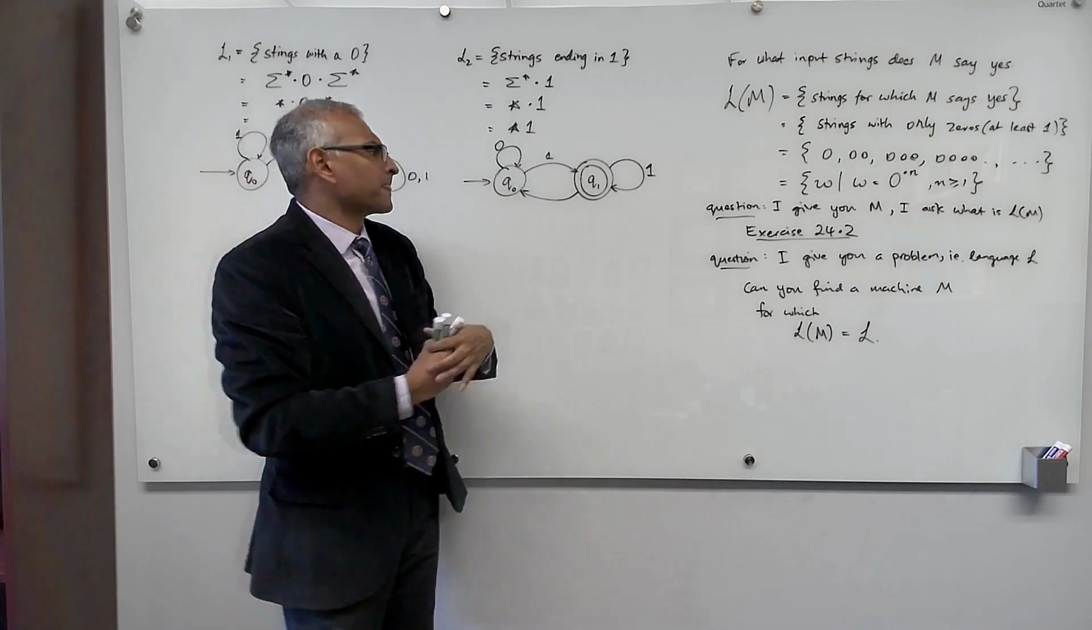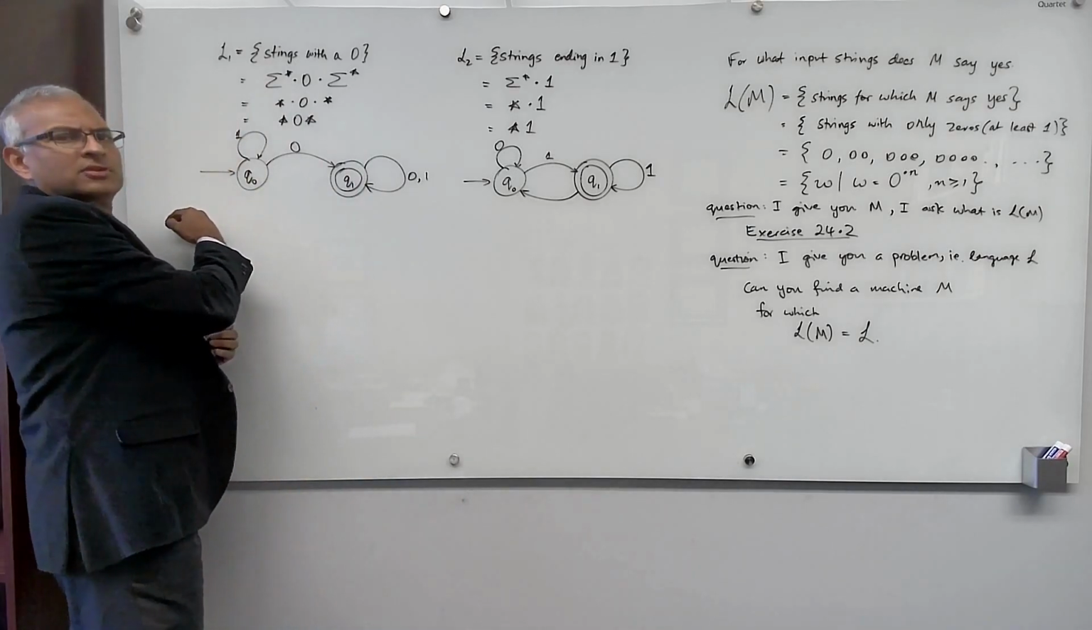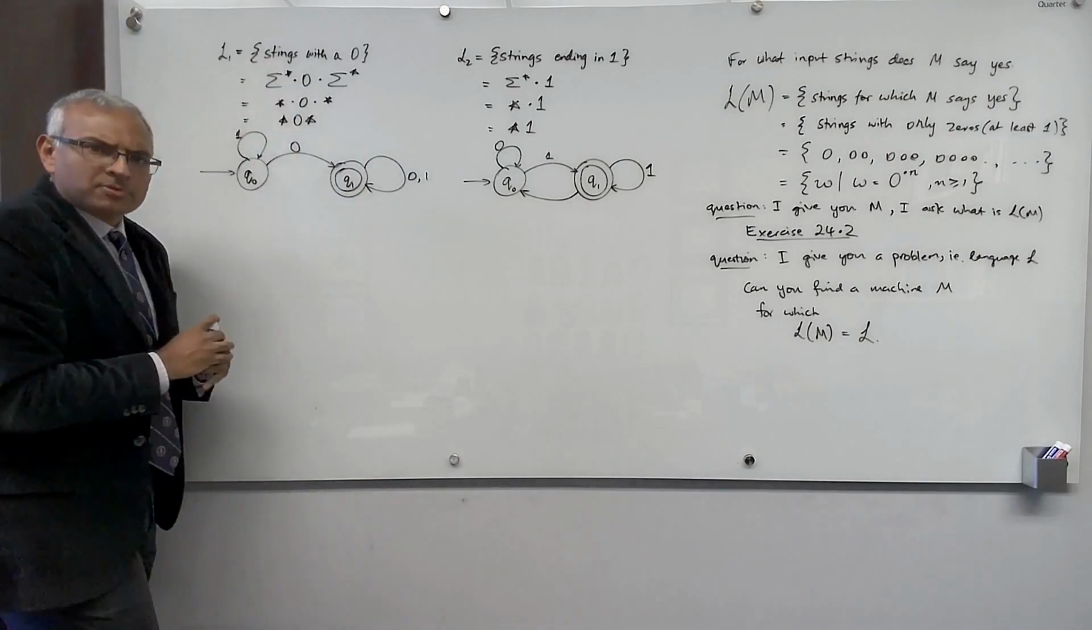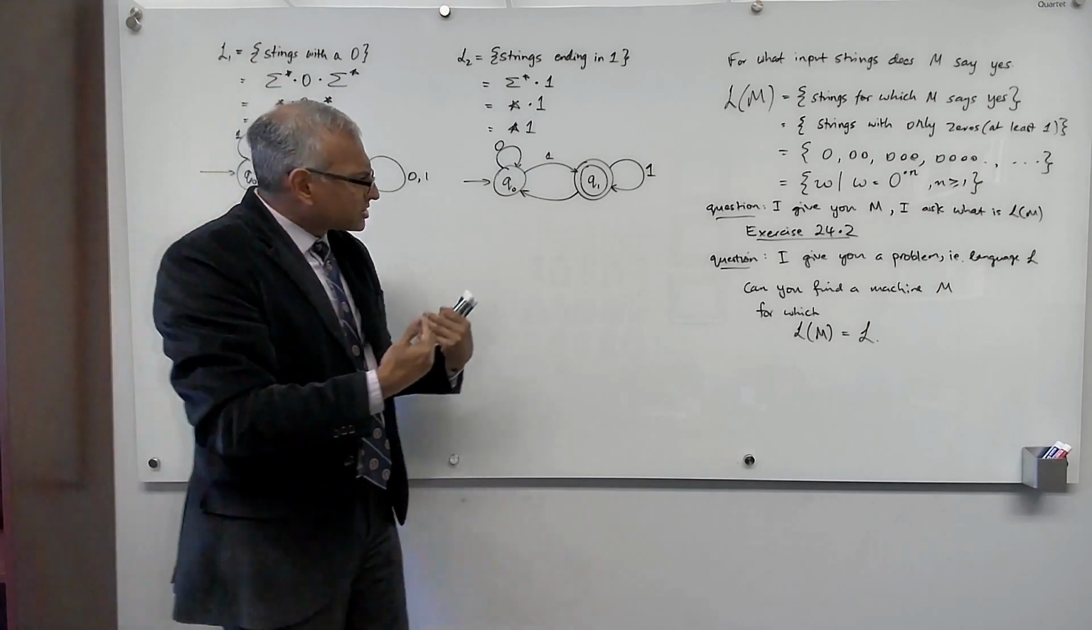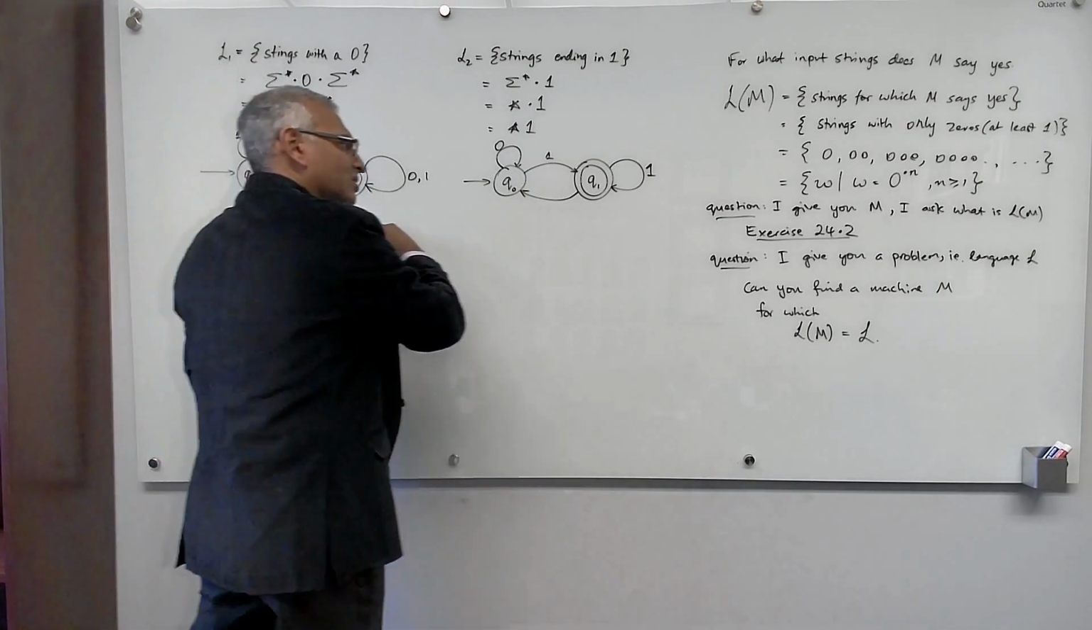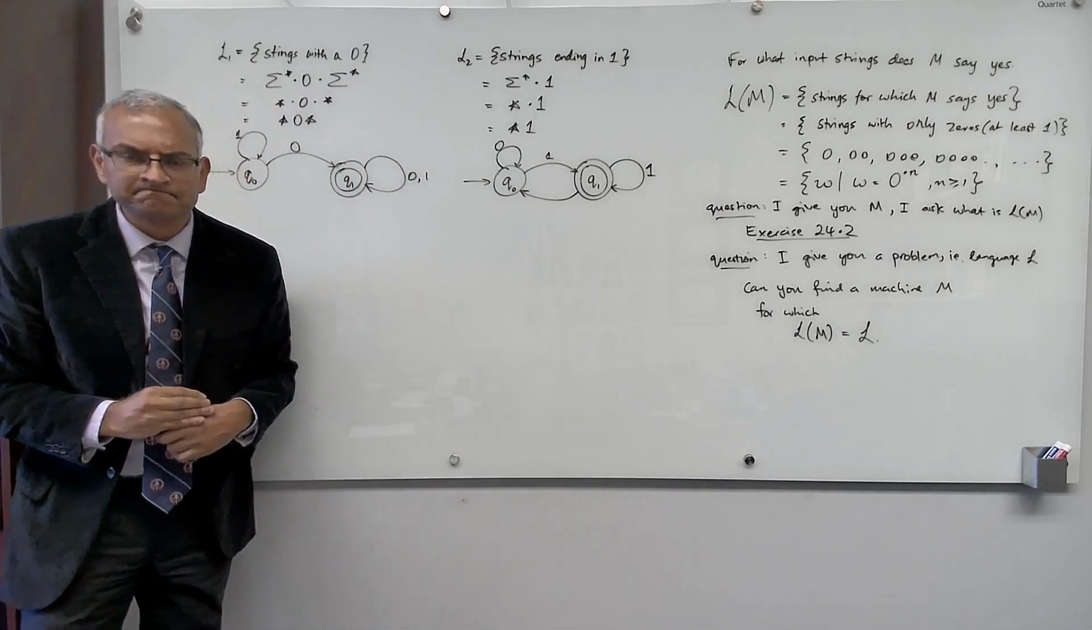Now if you solved this problem, again, you might have used 3 states or 4 states. That's not a big deal. But try to get good at looking at a problem and visualizing the process of constructing a finite state automaton to solve the problem.